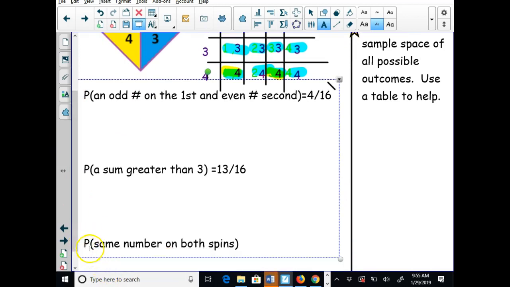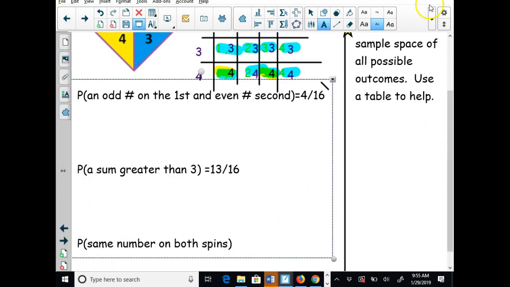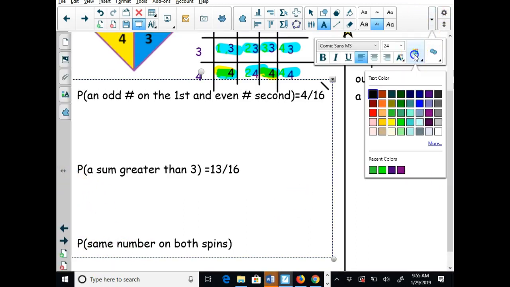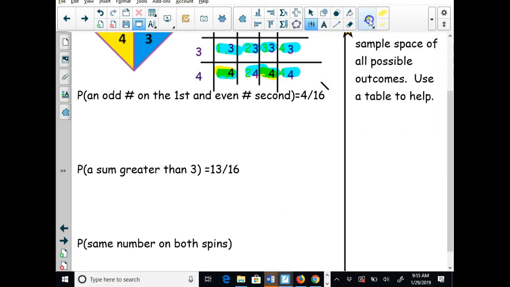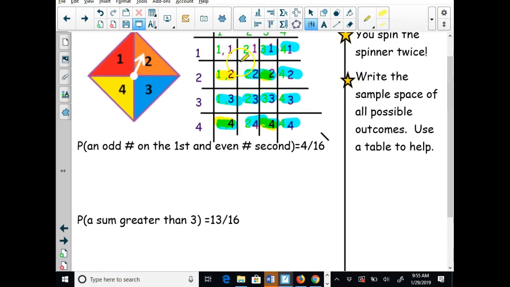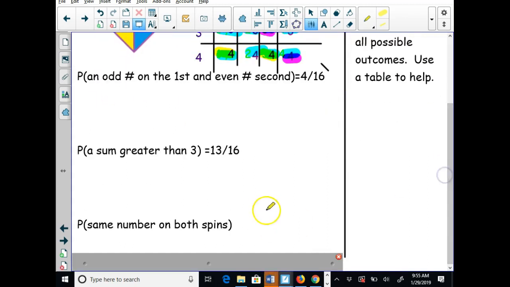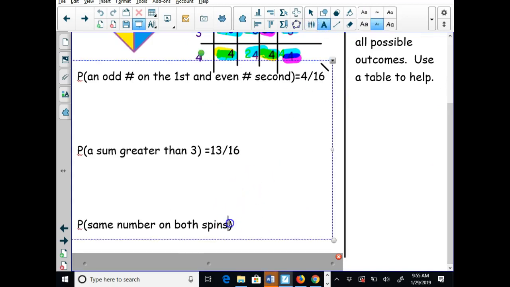All right, finally, the probability we have the same number on both spins. So let's look and see, where do we have the same number on both spins? I'm going to use a different color this time. Same number on both spins. That's right here, here, here, and here. That's 1, 2, 3, 4 out of 16 total. And so let me just write that down, and we will be done here in about a second.